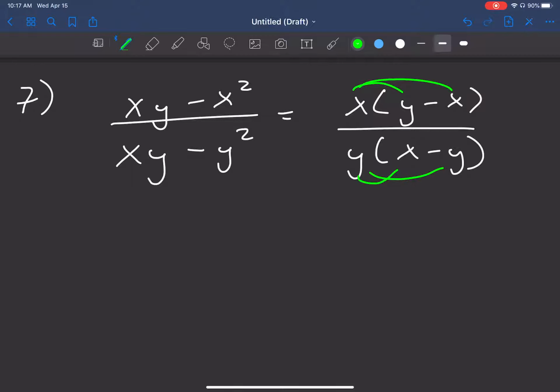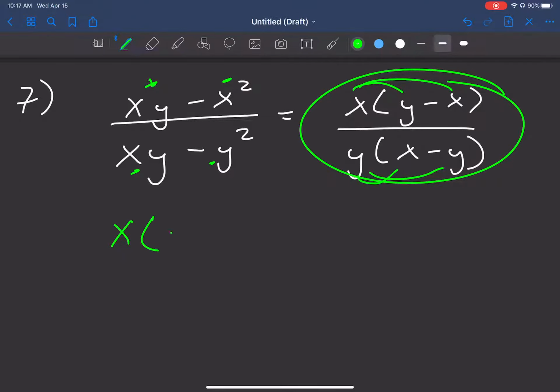So x times y, of course, is xy. X times minus x is minus x squared. Y times x is xy. Y times minus y is minus y squared. Okay, so now we have this on top, right? Okay, so this is important. So this is x times y minus x, and y times x minus y, right?